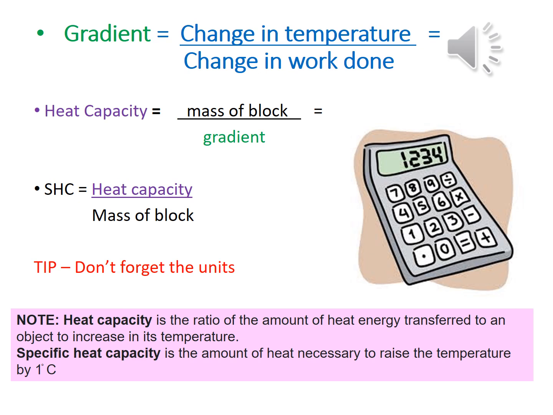Just to note here at the bottom, heat capacity is actually the amount of energy transferred to an object to increase its temperature. When we're looking at specific heat capacity, this is the specific amount of heat needed to raise the temperature up by just 1 degree Celsius. So heat capacity is a rather generalized version of specific heat capacity, which is why it's called that.